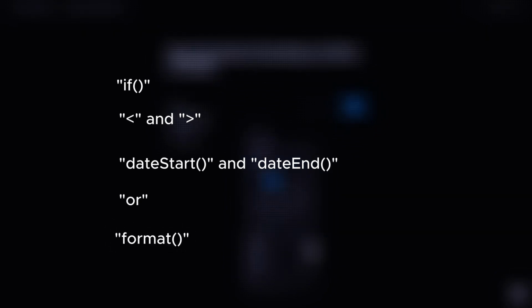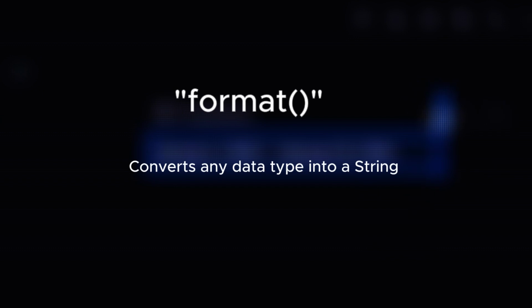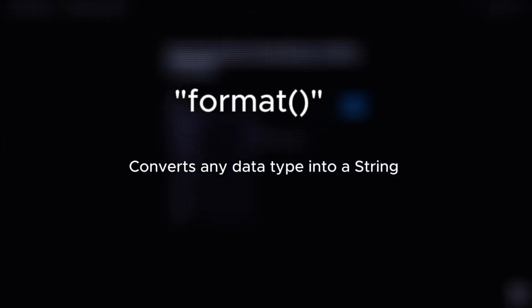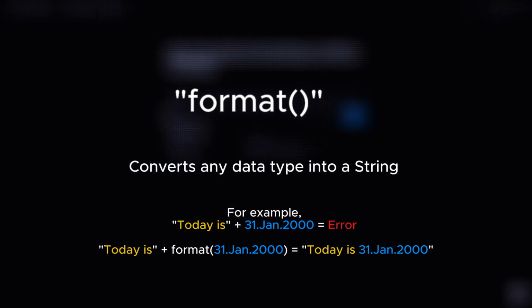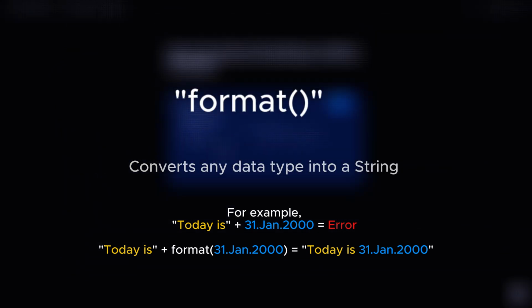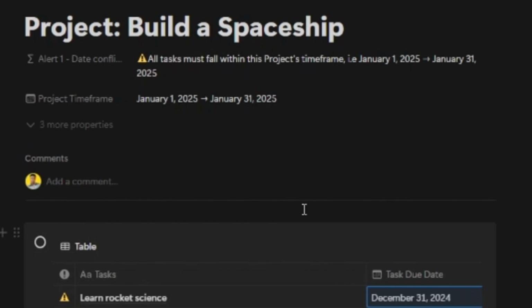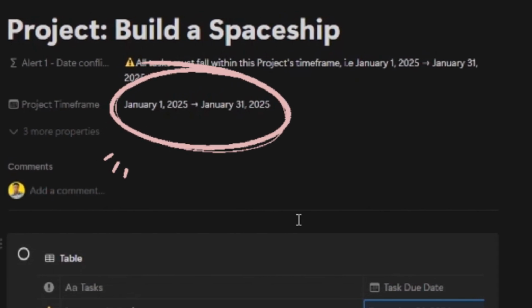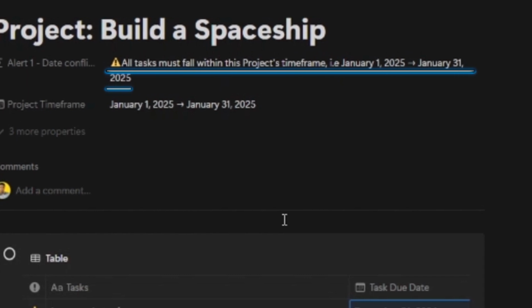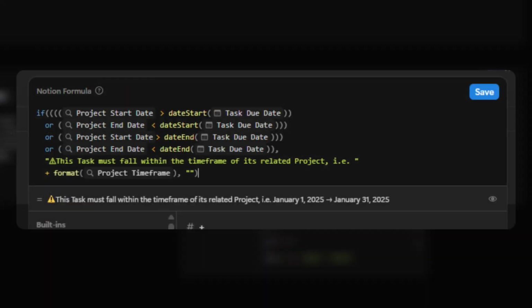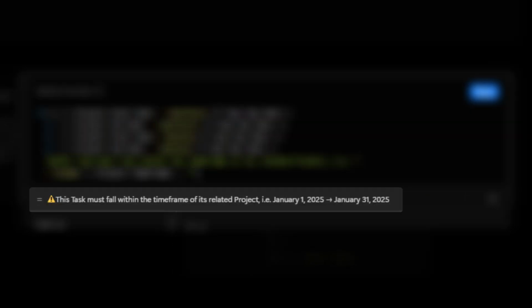Now, for the final line of this formula, we are introduced to the 5th and final character, the format function. The format function will convert anything into a plain text, also known as a string. Think of a string as basically any regular piece of text that you can easily copy and paste somewhere else. When you apply the format function to a date property, the date is converted to a text that can be read smoothly by the user along with the rest of the error message. In this demo, we are combining the initial string with the project timeframe property to form our error message.